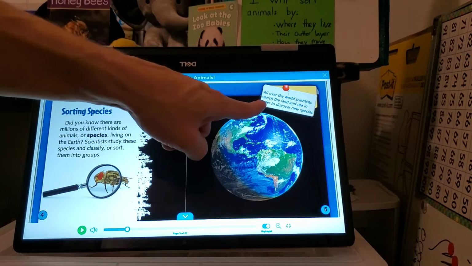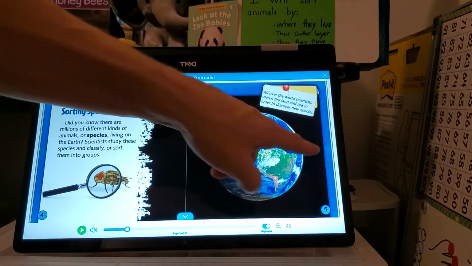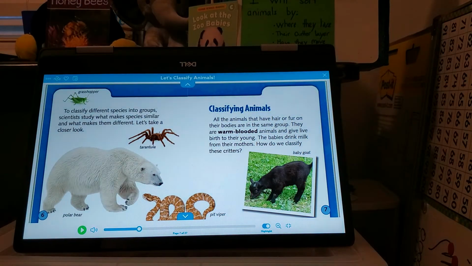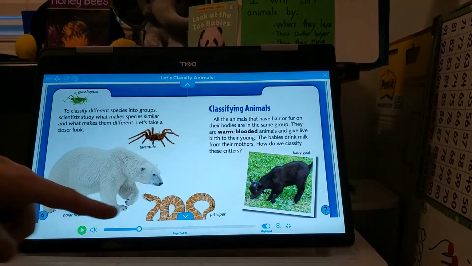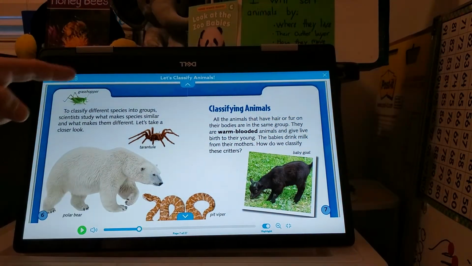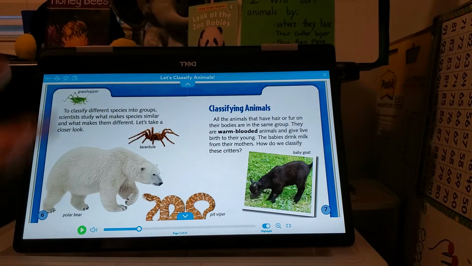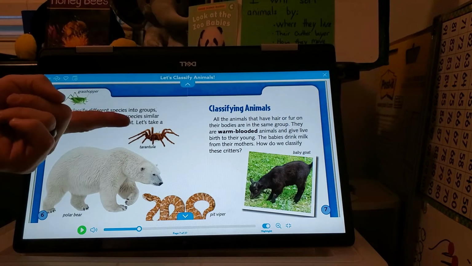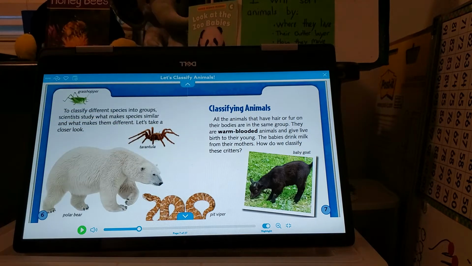All over the world, scientists search the land and sea in order to discover new species. Ooh, polar bear, tarantula, a pit viper, a grasshopper. So look, guys, to classify different species into groups, scientists study what makes species similar and what makes them different. Similar means the same. Let's take a closer look.